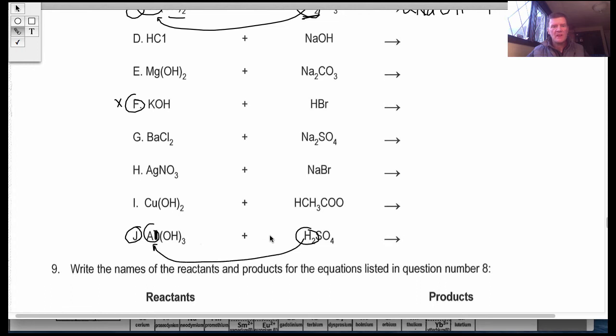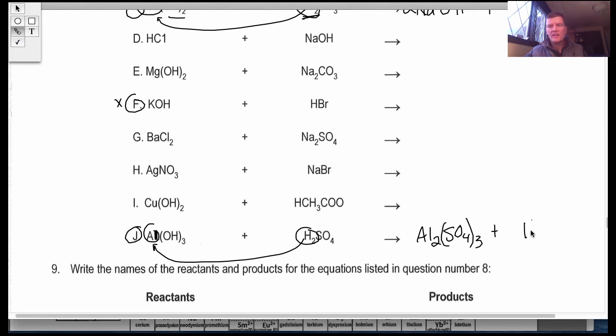So the aluminum and the hydrogen are going to switch places. So the aluminum with the sulfate, aluminum is a +3, sulfate is a -2. So you're going to need 2 aluminums and 3 sulfates. That's the correct formula for that. And then the H and the OH come together to make water.